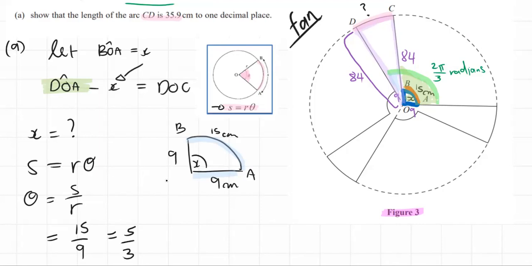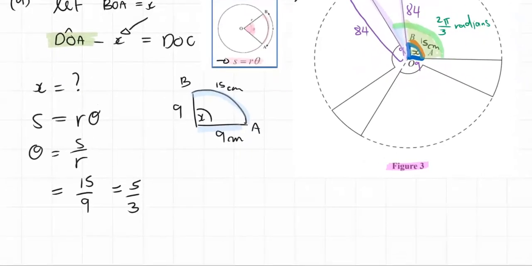Okay. So now we have more information that we can use. So we had that DOA minus x, this is all our x. So DOA minus x must be DOC. So our DOC is going to be DOA, which is 2 pi over 3, minus our x, which is 5 over 3.